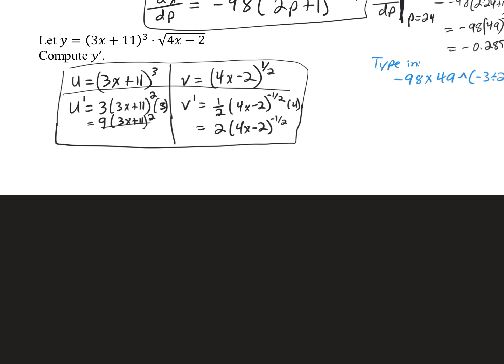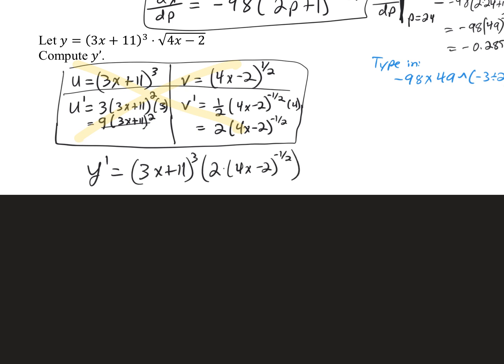All right, now that was a lot of thinking already, but we took the derivative of u, we took the derivative of v, now we're back to thinking about the product rule. How do we think about the derivative of the product rule? Well, you multiply along one diagonal, and then add that to what you get when you multiply along the other diagonal. Okay, so y prime is equal to, I'll start in the top left. We go (3x + 11) raised up to the third. That has to be multiplied by 2 times (4x - 2) raised up to the -1/2.